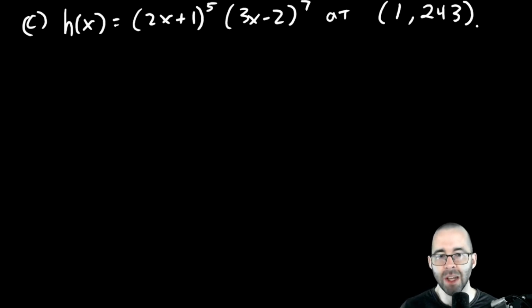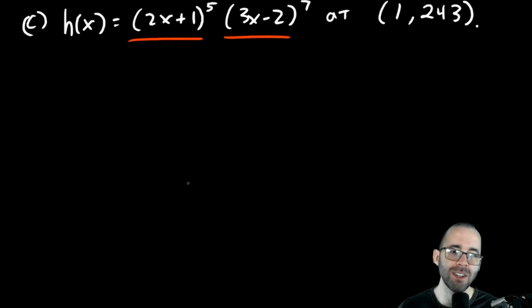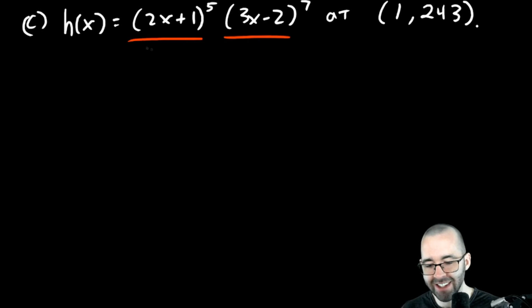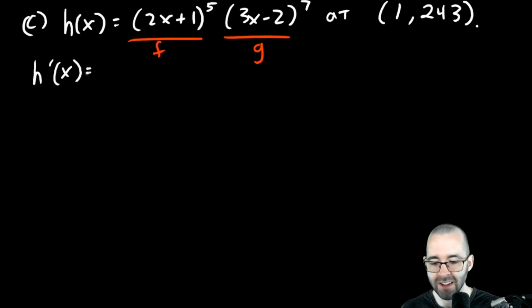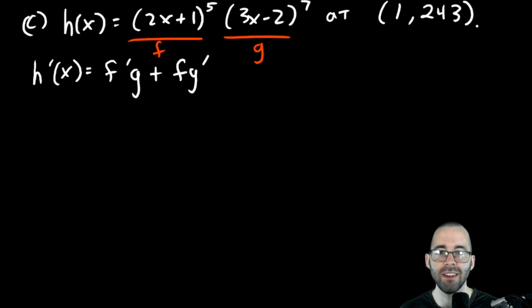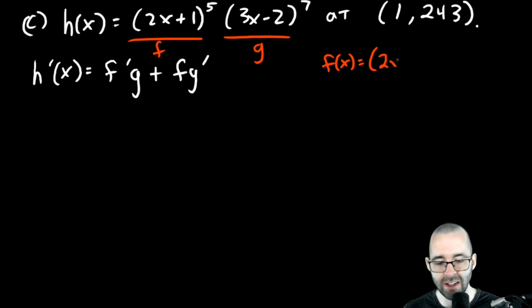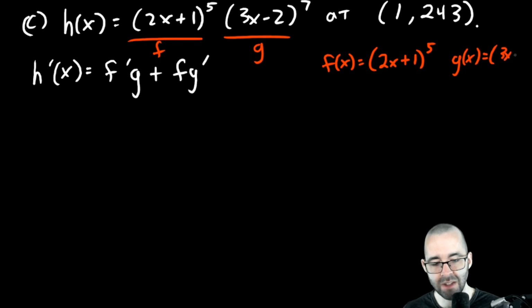So we've got a little bit of a pickle here, because we have to use the product rule because we have 2 functions multiplied by each other. But when we use the product rule, we're also going to have to use the chain rule. So call this F and this G. We have to use the product rule to say it's going to be F prime G plus F G prime. And we're going to have to go off to the side and find out what F prime and G prime are. F of x is (2x plus 1) to the 5th. G of x equals (3x minus 2) to the 7th.